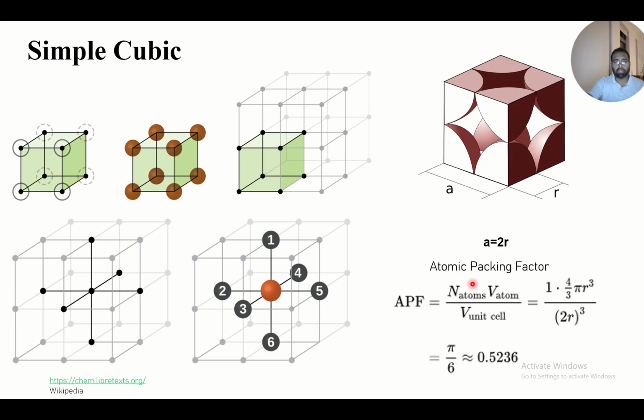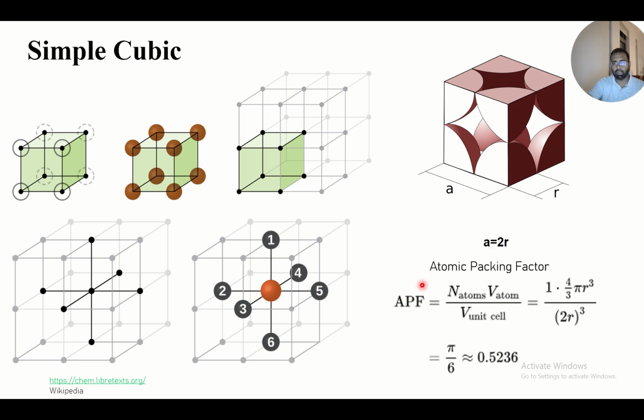And to calculate the atomic packing factor, you need to calculate the volume of atoms inside this unit cell. So we have only one atom, and A is the dimension of this cube, and R is the radius of this atom. So we can calculate the relation between A and R. So this is A equal to 2R, and it's much more visible, so we don't need to think much.